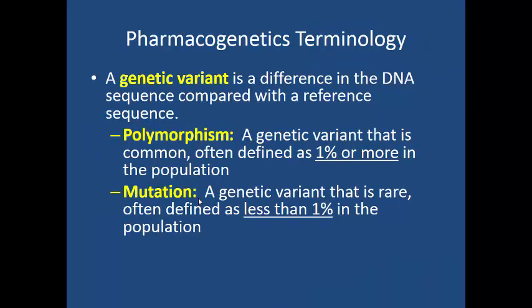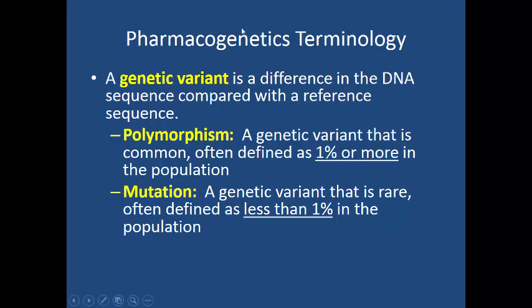So we have many variants or differences in our genome, and we call those genetic variants. These are differences in the DNA sequence compared with a reference sequence. So we have over 10 million variants in our genome.